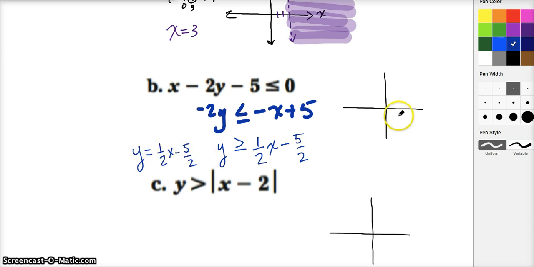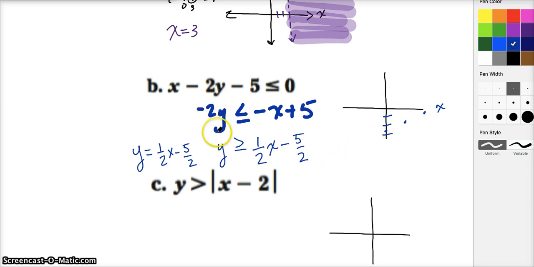I'm going to start at my y-intercept, which is negative 2.5. That's that negative 5 over 2. So here's 3, here's negative 2.5, and now I'm going to go up 1 and over 2. 1, 2. There's a point. Up 1, and over 2. 1, 2. And here's a point as well. And so this is the x-axis, and I'm going to draw my line.